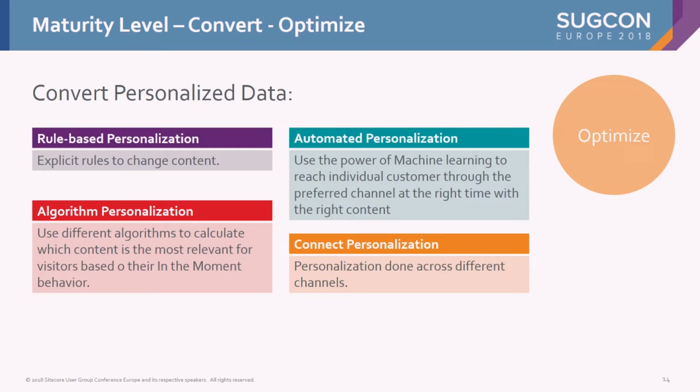Sometimes we create a content spot, we tag those with some taxonomies, and then use this for personalization. We call this algorithm personalization.